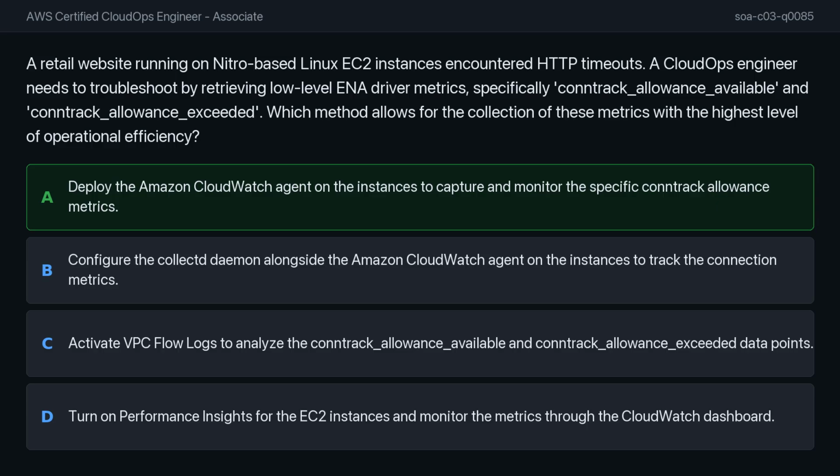When preparing for these types of questions, always look for the most native and streamlined solution offered by the platform. If a standard monitoring agent can perform the task directly, it will almost always be considered the most efficient path over installing third-party daemons or using tools that are intended for an entirely different service category.